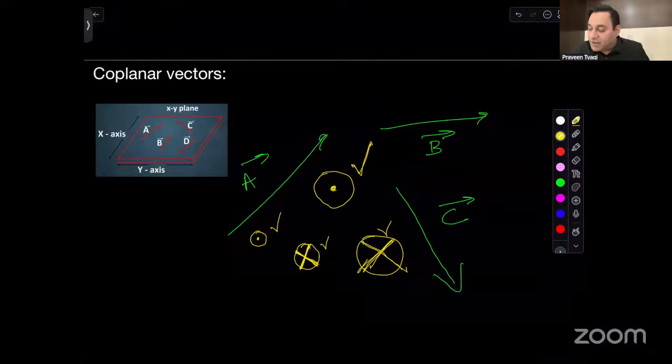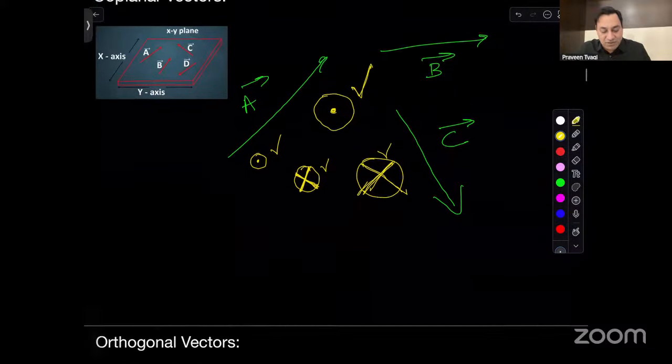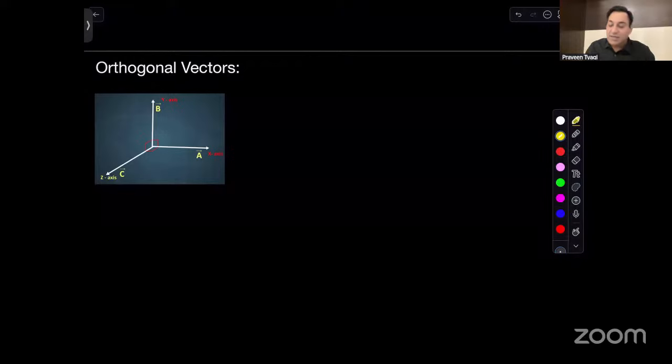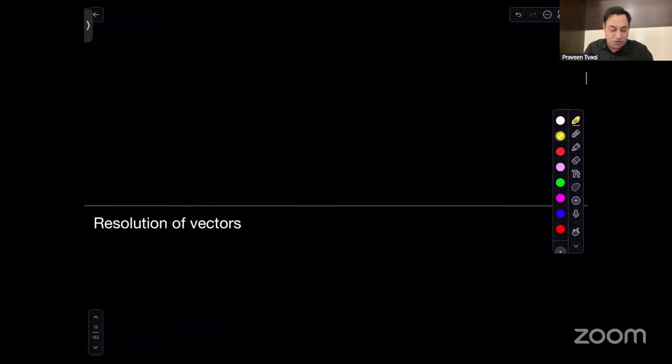And we are coming to physics problems. Don't worry, I'm just working on your vectors part. Orthogonal vectors: vectors which are mutually perpendicular, making an angle of 90 degrees with each other, are called orthogonal vectors.